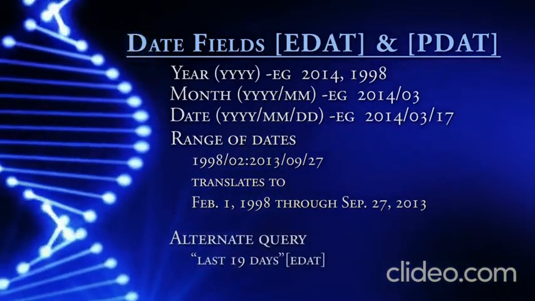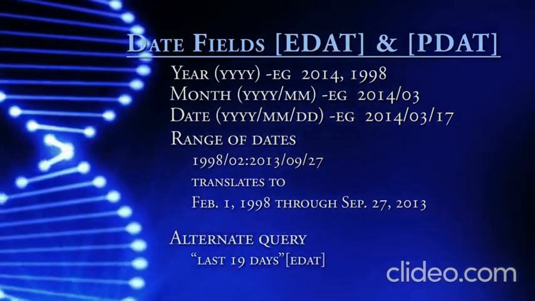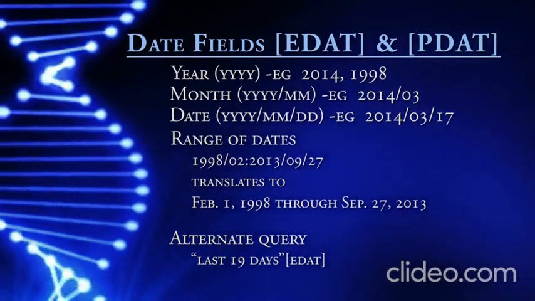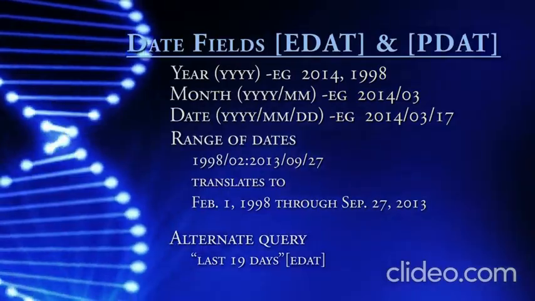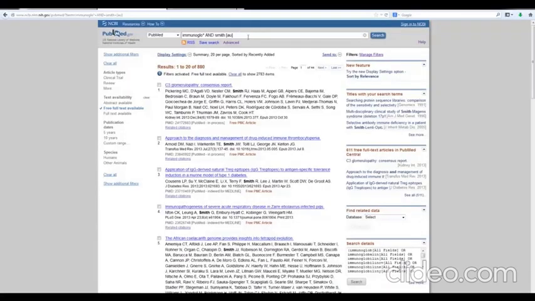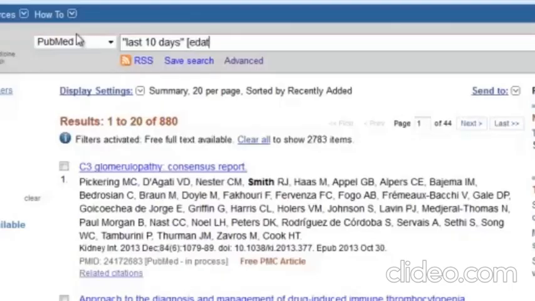An alternative type of date search is last 10 days in quotes, bracket EDAT. Of course, the number can vary. So, for example, if I had heard about a paper that was submitted to Nature within the last 10 days, I would type last 10 days, in quotes, bracket EDAT. I know that it was submitted within the last 10 days, not with a publication date within the last 10 days, and Nature bracket journal.